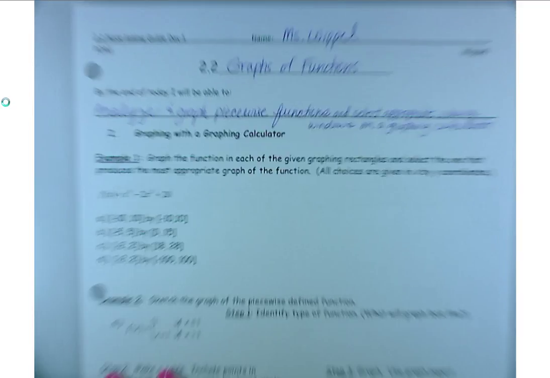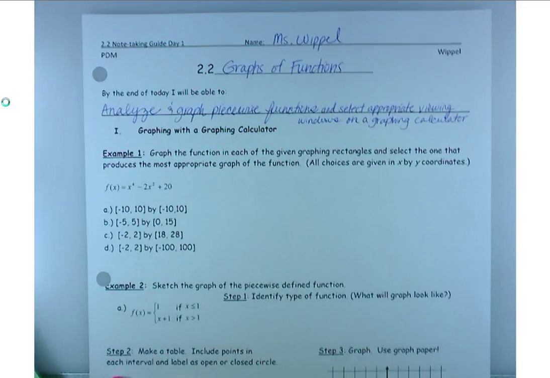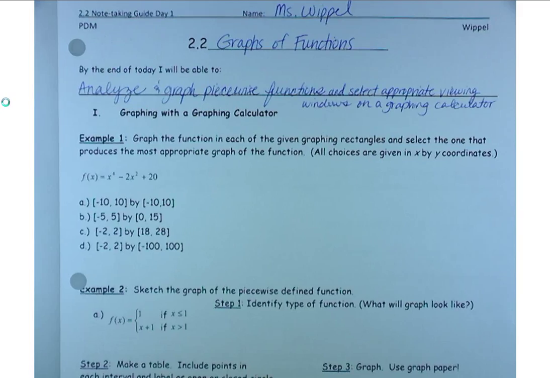Okay, so those are our two objectives, and if you would like to put those on your homework log, you can absolutely do that. And once you've written that down, go ahead and read through example 1.